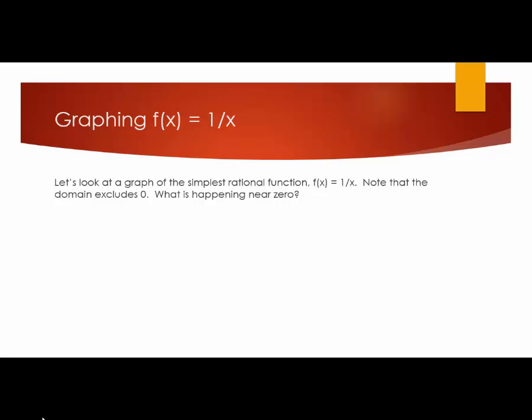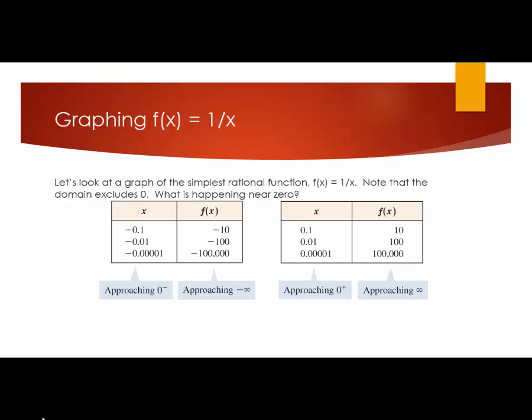So let's start with what's probably our simplest rational function, f of x equals 1 over x. One interesting thing to note is that the domain excludes 0. So in thinking about the graph of this, we might ask what really is happening near 0. Is it just a hole at 0? Does it jump over 0? What's going on? Here are a couple of tables that look at what's happening to our function values near 0.